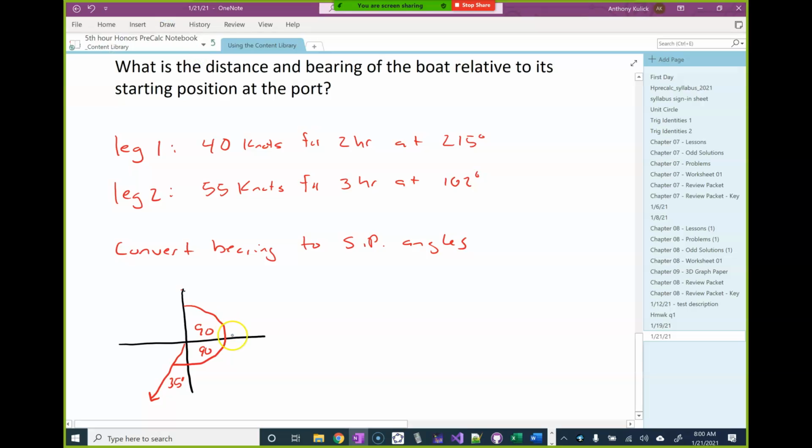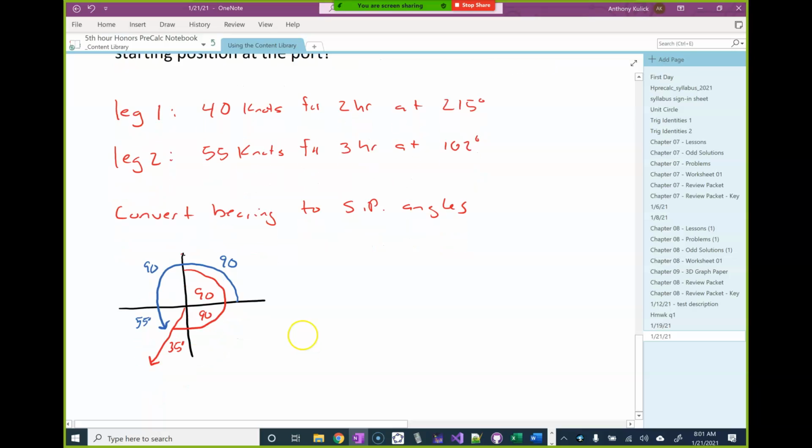Now the standard position angle starts at the positive x-axis and rotates counterclockwise. So that's going to be 90, 90, and then this part here is going to be the complement of 35. So that's 55 degrees. So here my standard position angle is going to be 90 plus 90 plus 55, so 235.